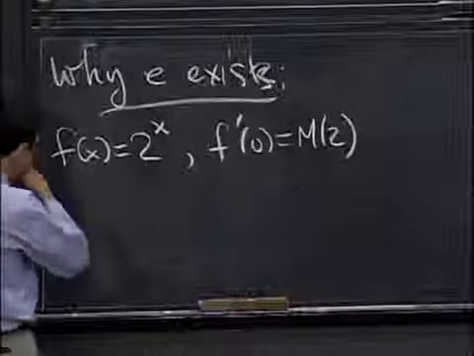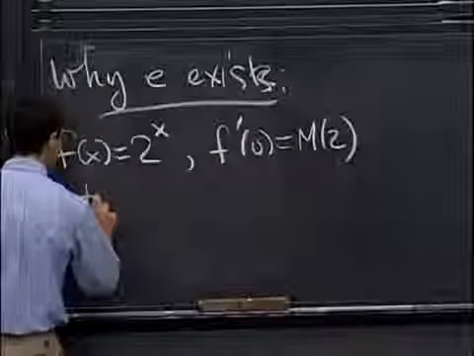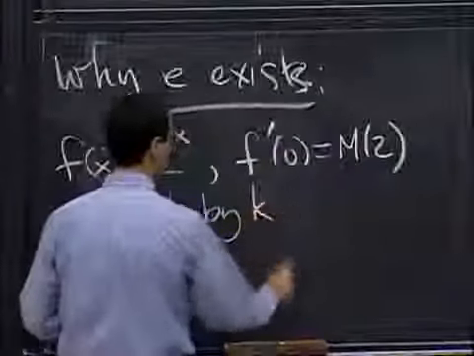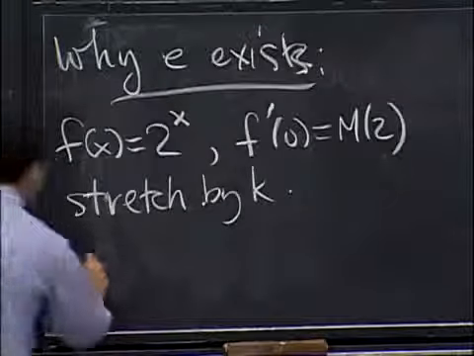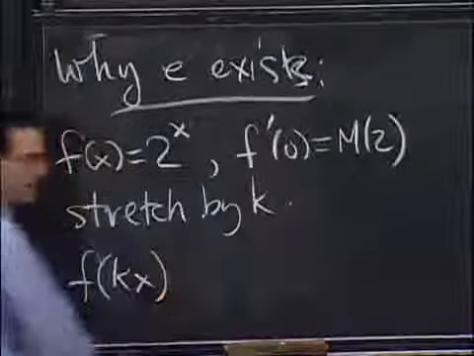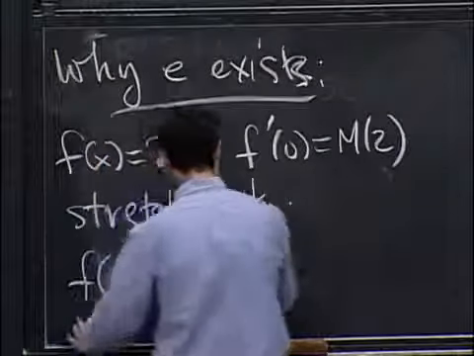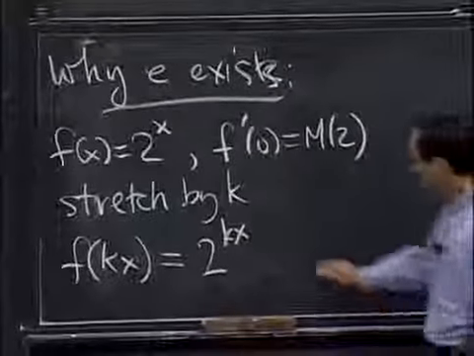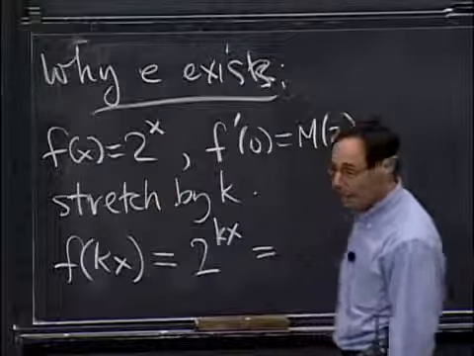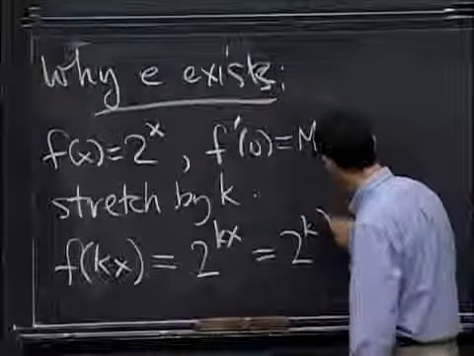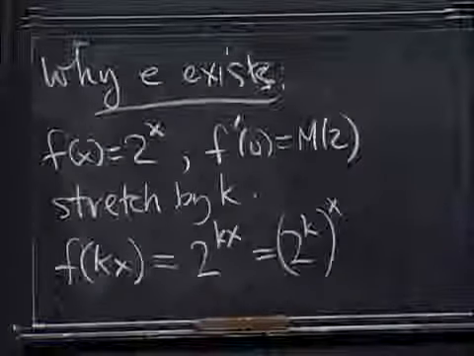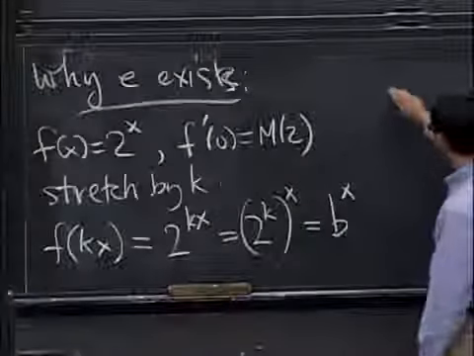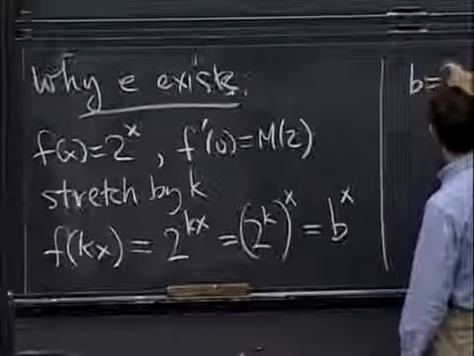So now what we're going to consider here is any kind of stretching. We're going to stretch this function by a factor k, any number k. So what we're going to consider is f of kx. Now if you do that, that's the same as 2 to the kx, right? But now if I use the second law of exponents that I have over there, that's the same thing as 2 to the k to the power x, which is the same thing as some base b to the x, where b is equal to 2 to the k.